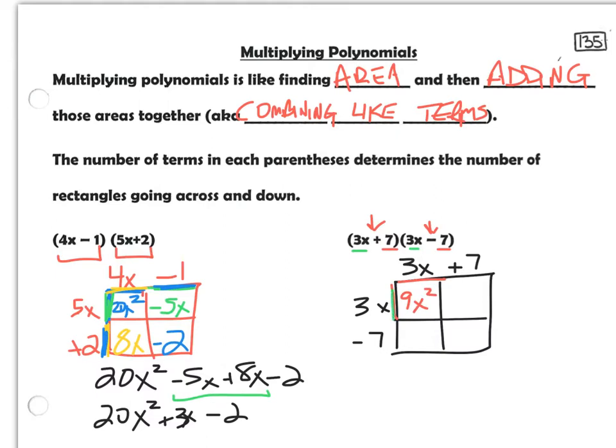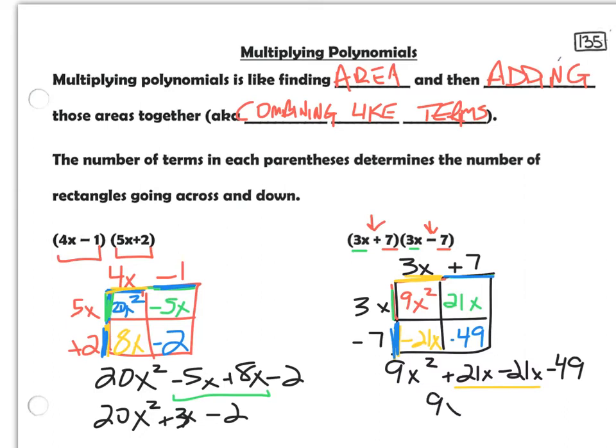I have 3x times 7, that's positive 21x. I have negative 7 times 3x, that's negative 21x. And finally, I have negative 7 times positive 7, negative 49. 9x squared plus 21x minus 21x minus 49. Notice what happens this time is these middle terms cancel out. So I'm left with just 9x squared minus 49.